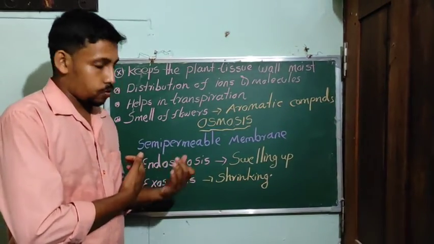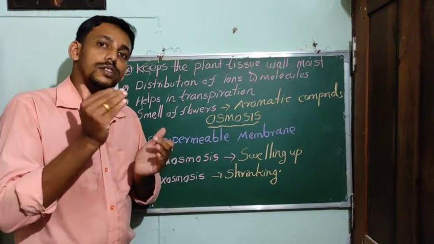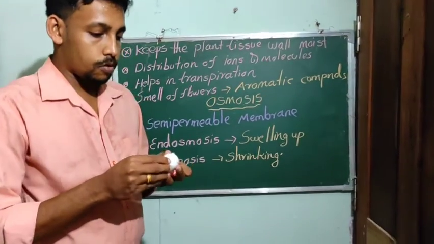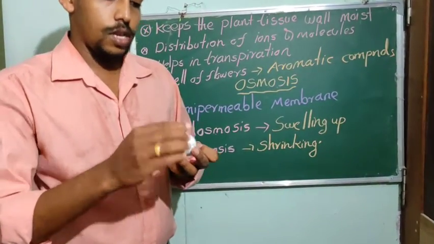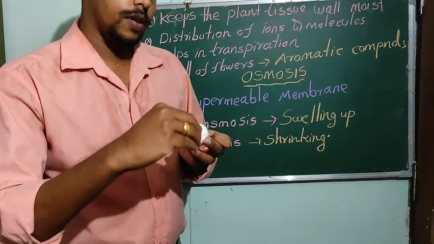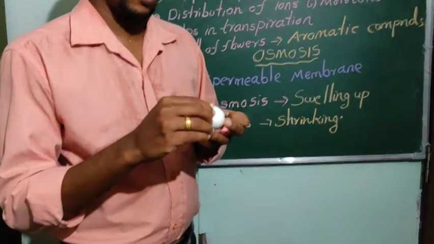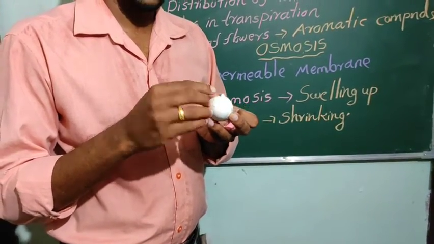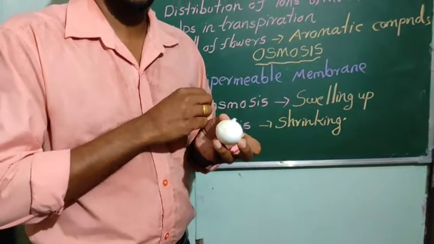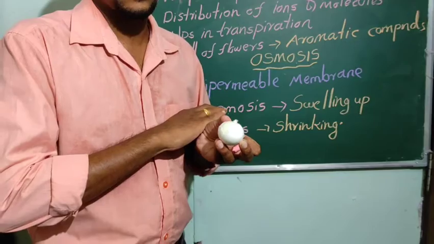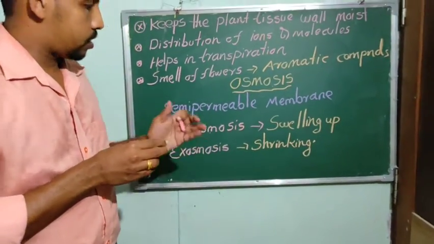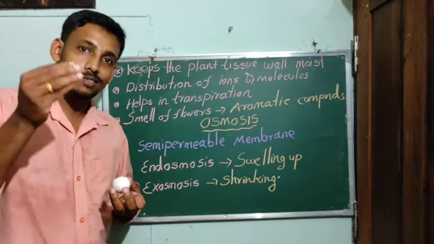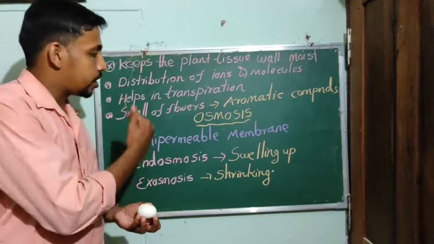Endosmosis is the inward diffusion of water. If we remove the shell, we will get this membrane. On coming in contact with water, there are chances that water may get into this egg, inside this cell. The inward diffusion of water into the cell is known as endosmosis.